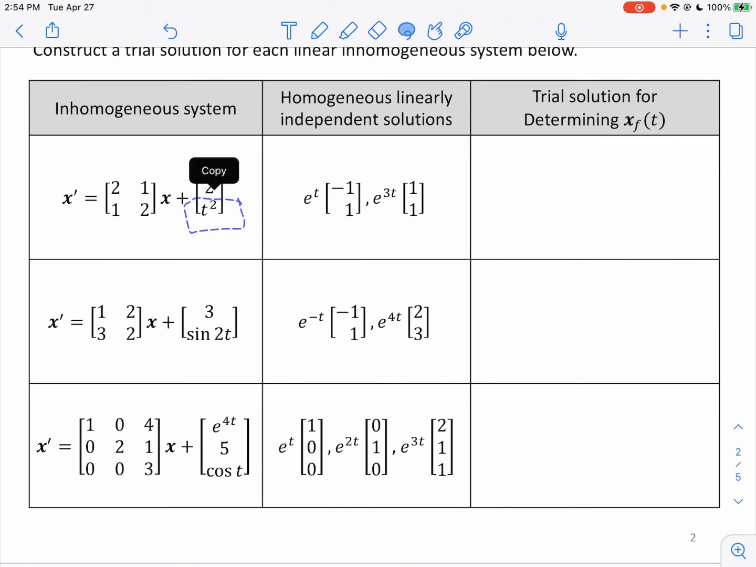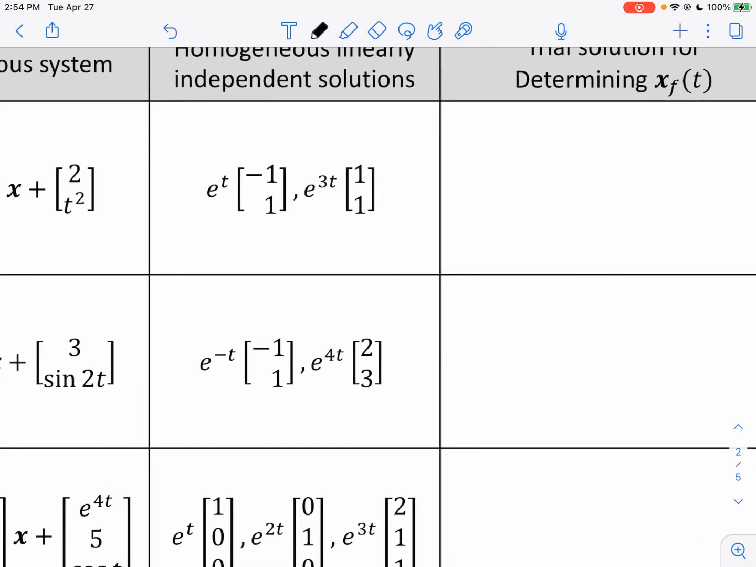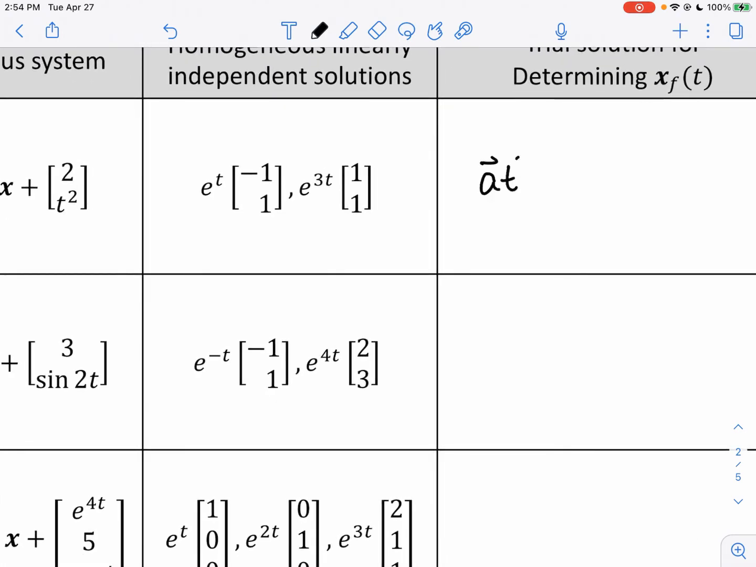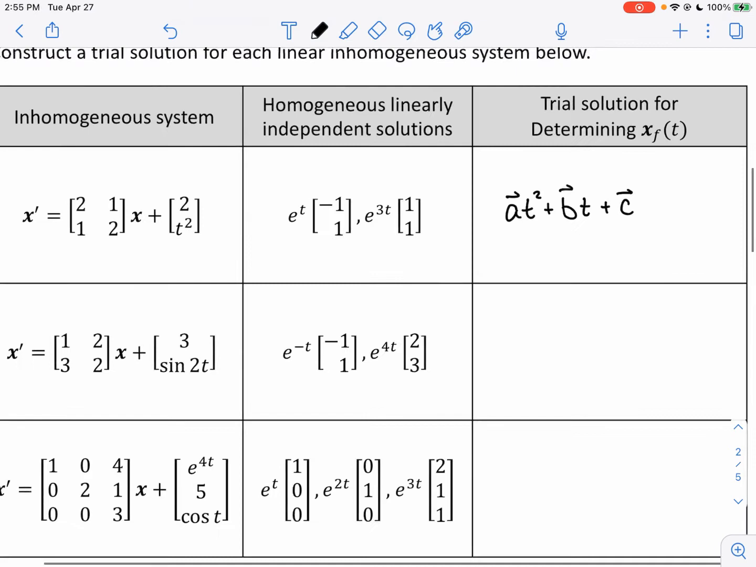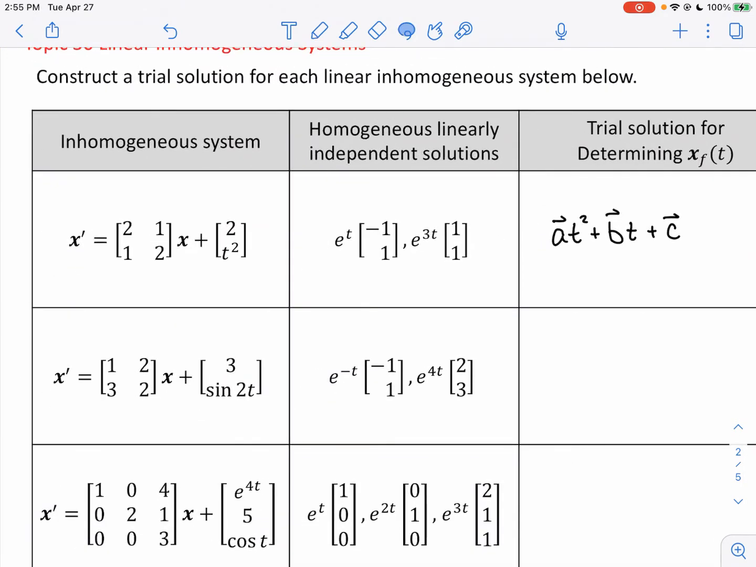Now, because of this one here, t squared, let's do that one first. So we would have a constant vector times t squared plus a different constant vector times t plus a constant vector. This is the trial solution you would create just for having the t squared be one component of your vector function f. But the other component is constant and requires that you have included in your trial solution a constant arbitrary vector, which we already have. So I don't need to double up. I don't need to put a second one. So this alone will cover both cases, both components of our inhomogeneous vector over here.